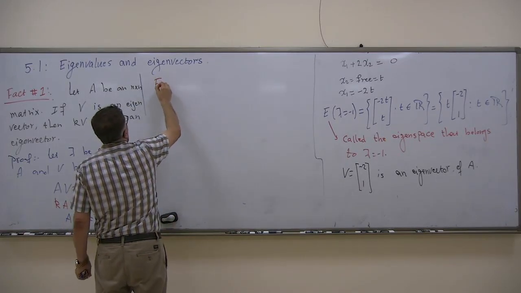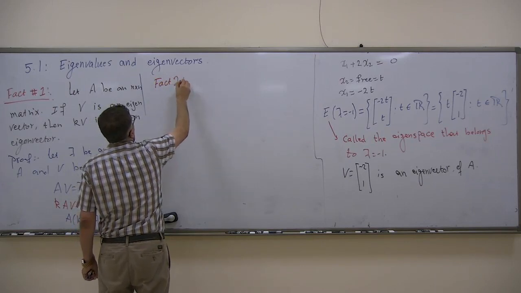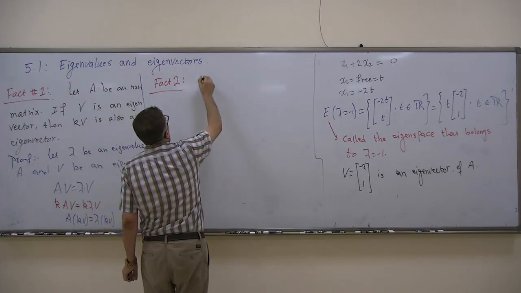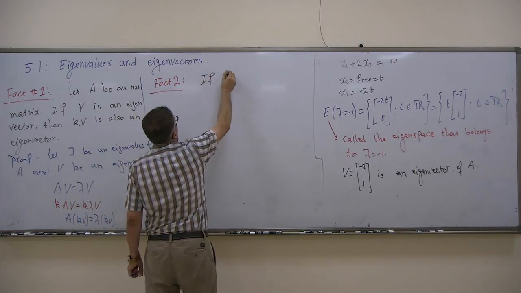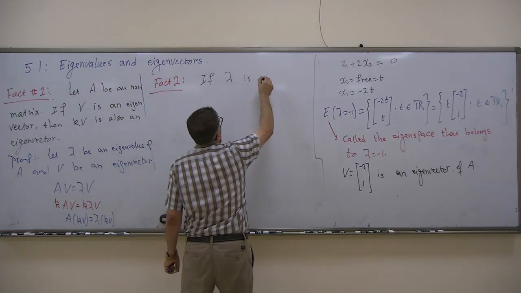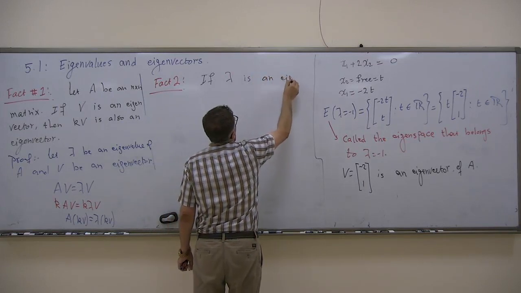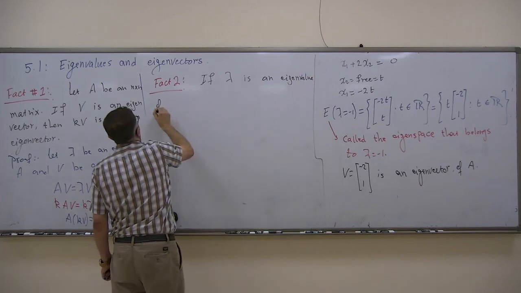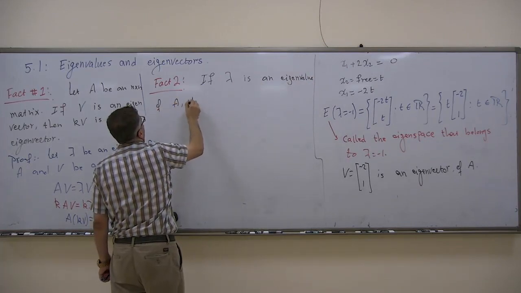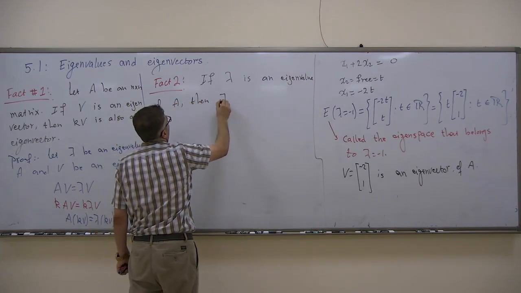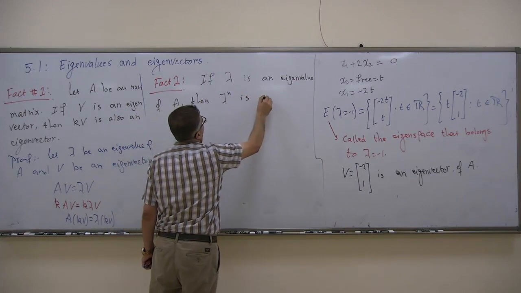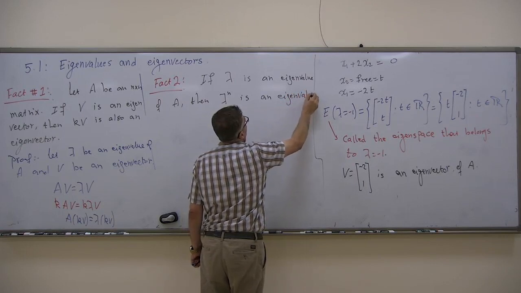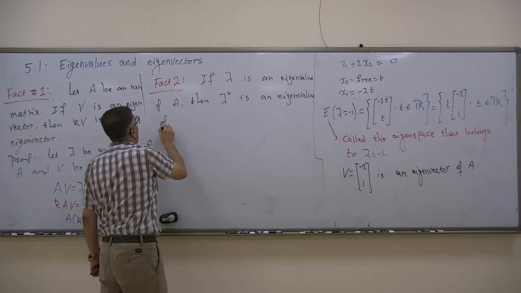Fact number 2. If lambda is an eigenvalue of A, then lambda to the n is an eigenvalue of A to the n.